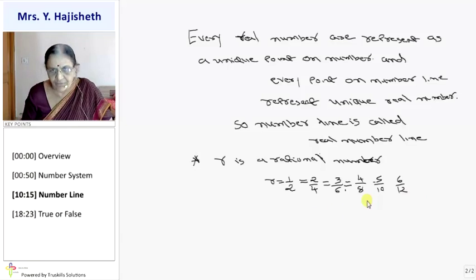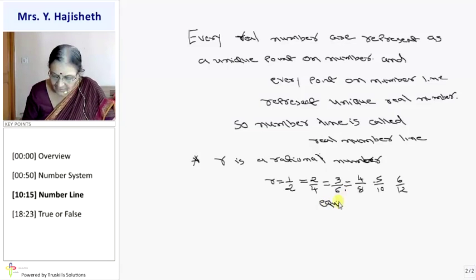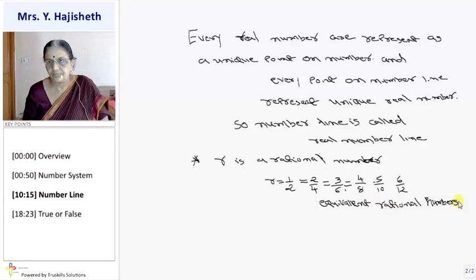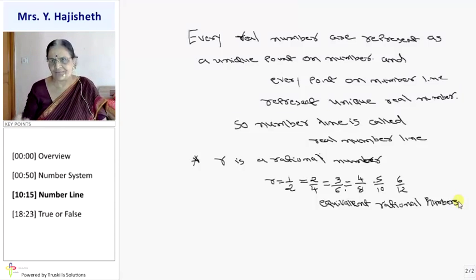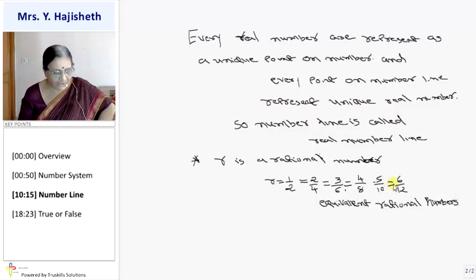And all these rational numbers which represent a unique rational number are called equivalent rational numbers, also called fractions. They are called equivalent rational numbers because many rational numbers like 2/4, 3/6, 4/8, 5/10, 6/12 represent the same rational number, 1/2. They represent the unique rational number 1/2.